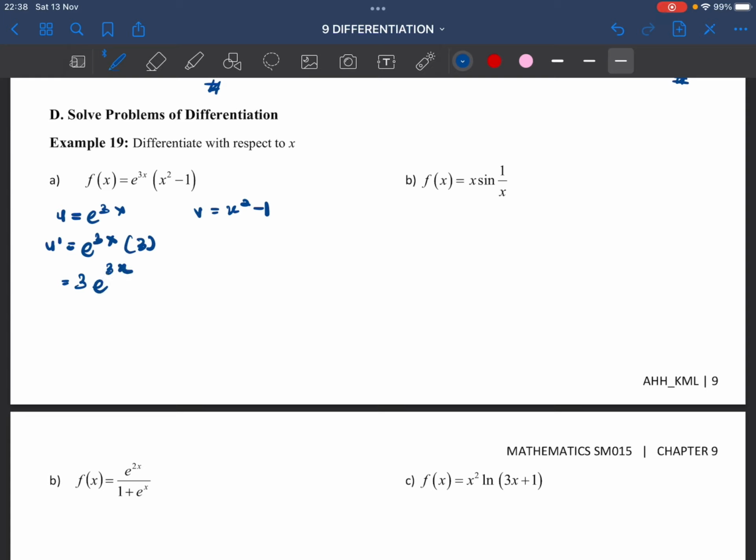Okay, kalau nak simplify pun boleh. Okay, so here we have e^(3x), 3x square minus 3 plus 2x. Okay, so that is going to be your final answer.